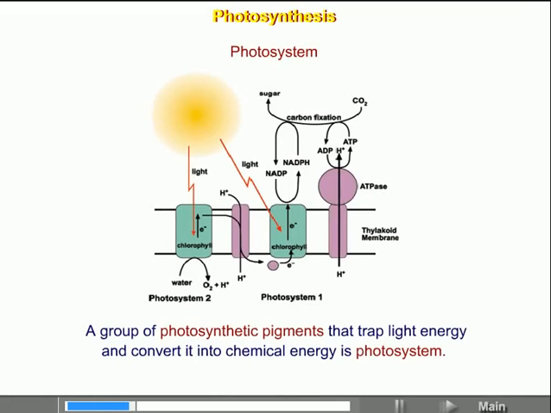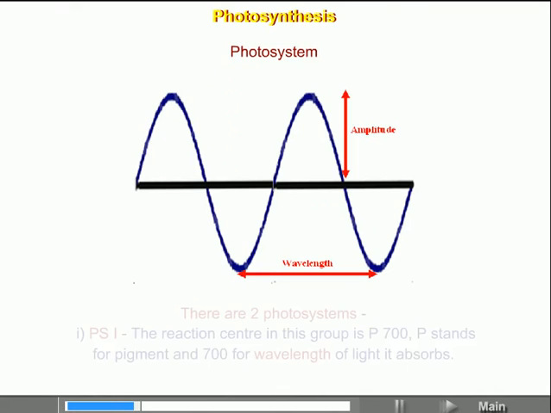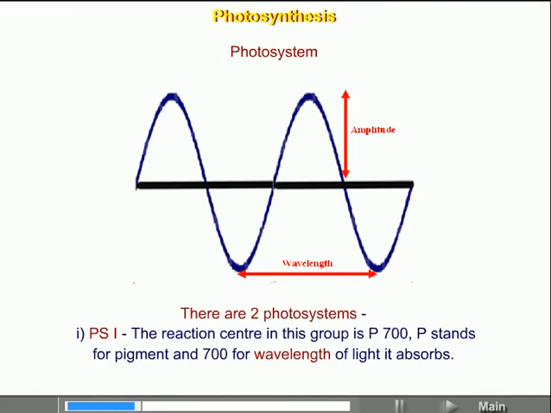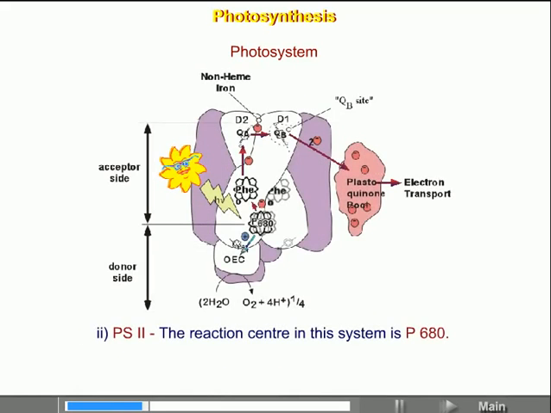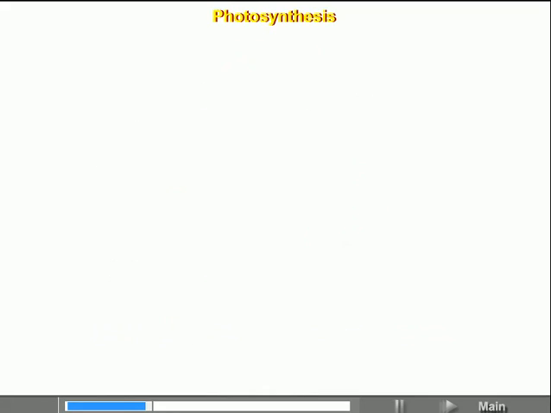Photosystem. A group of photosynthetic pigments that trap light energy and convert it into chemical energy is a photosystem. There are two photosystems. PS1: the reaction center in this group is P700. P stands for pigment and 700 for the wavelength of light it absorbs. PS2: the reaction center in this system is P680.